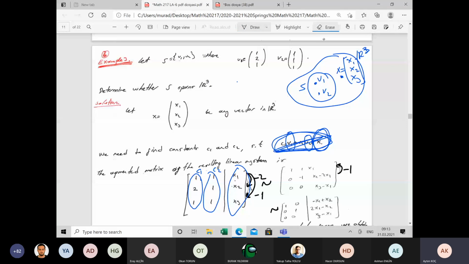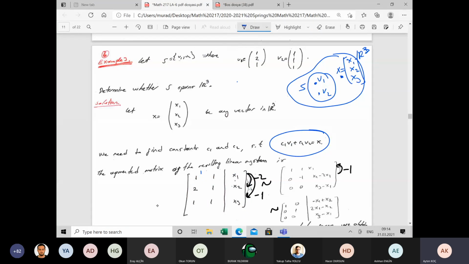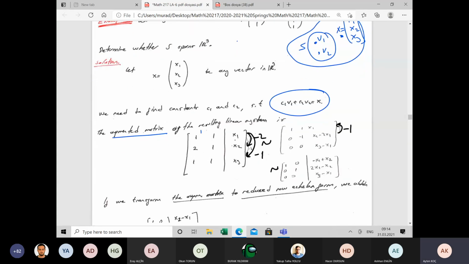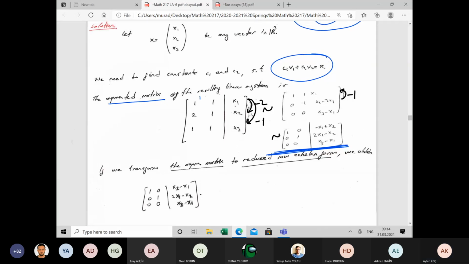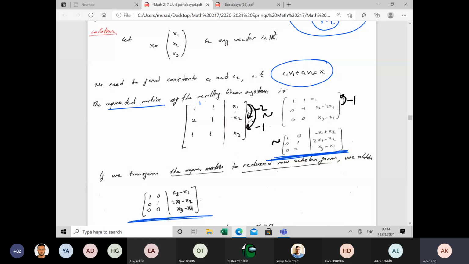It's okay. Write the augmented matrix here. Apply the row operations to get the reduced row echelon form, and our reduced row echelon form is this one. So what can you say about the solution? If we obtain this, is this reduced row echelon form? Yes. So what can you say about the solution? Look at the last row, be careful. 0, 0, 0 equals x3 minus x1.